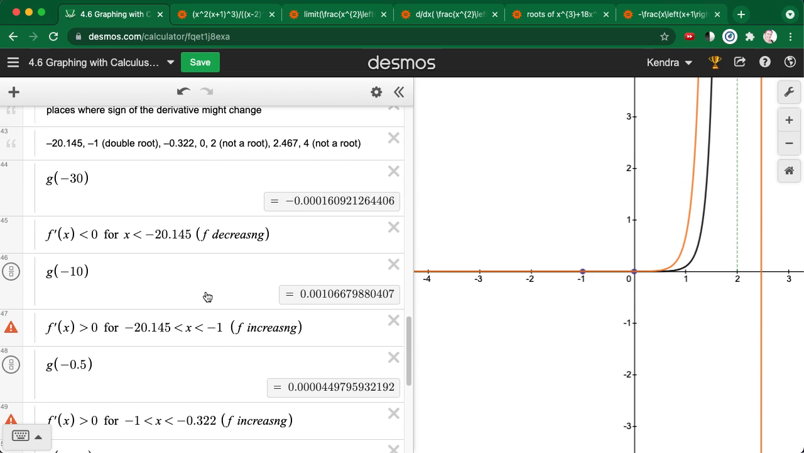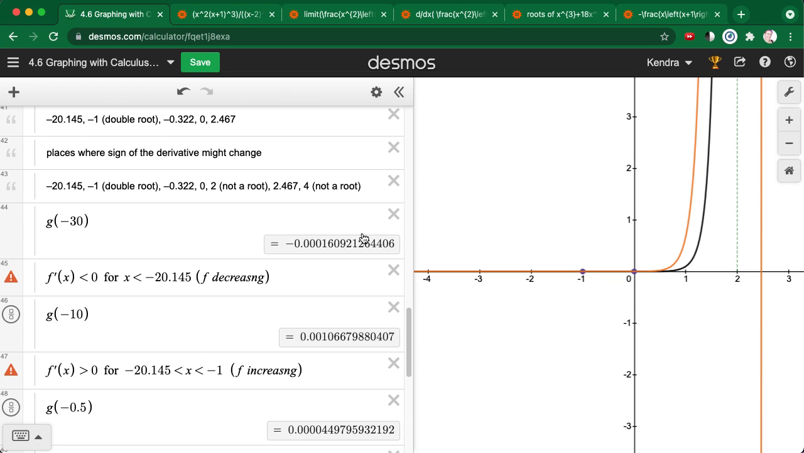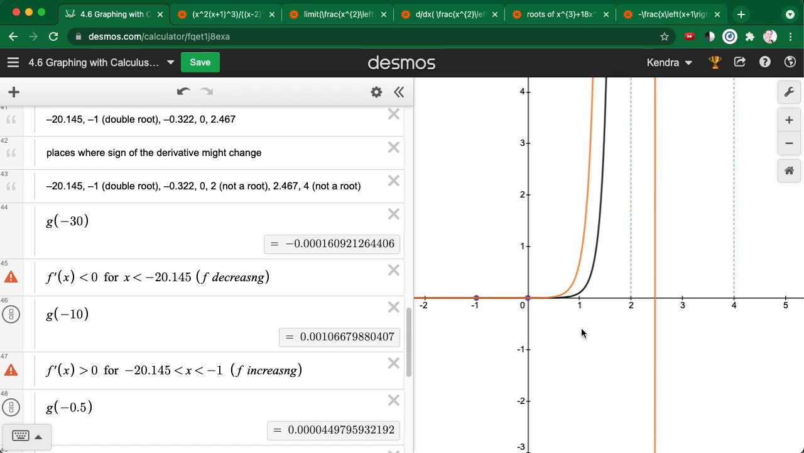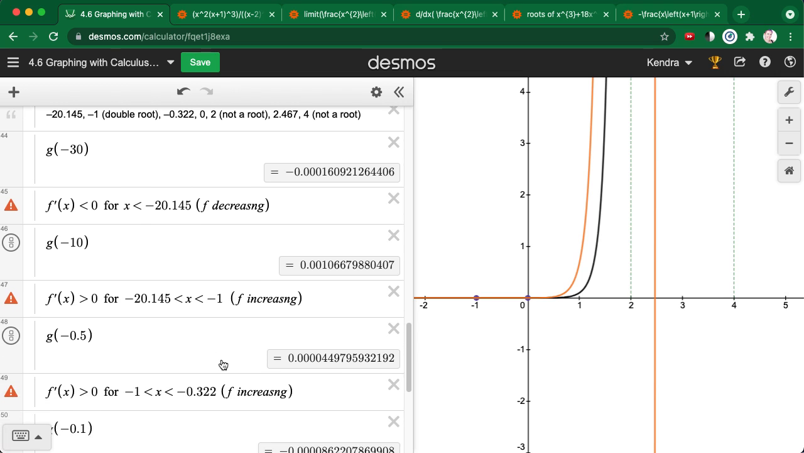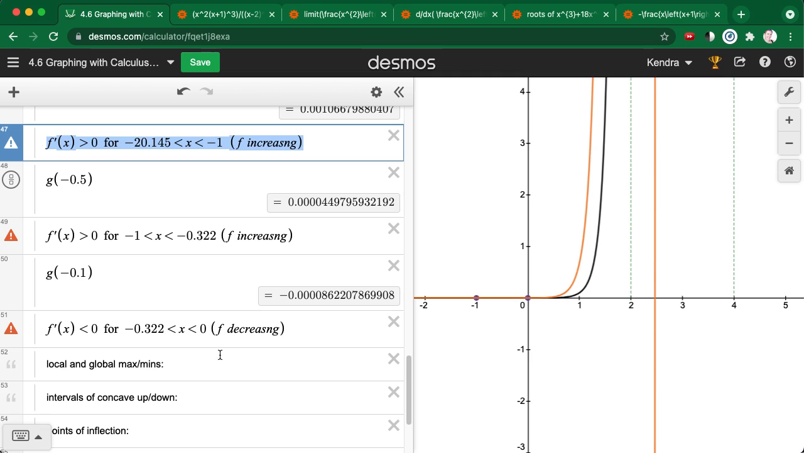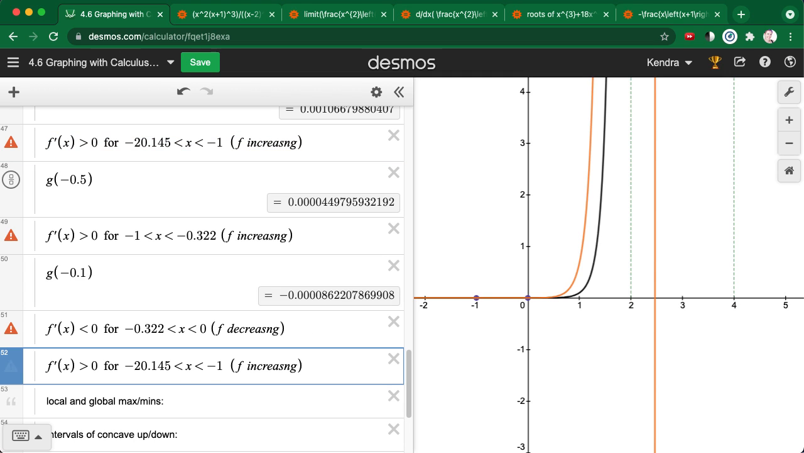And what's next after 0 is 2. From 0 to 2, it looks like the first derivative is positive. We can actually see that. So the first derivative is positive for x between 0 and 2. From 0 to 2.